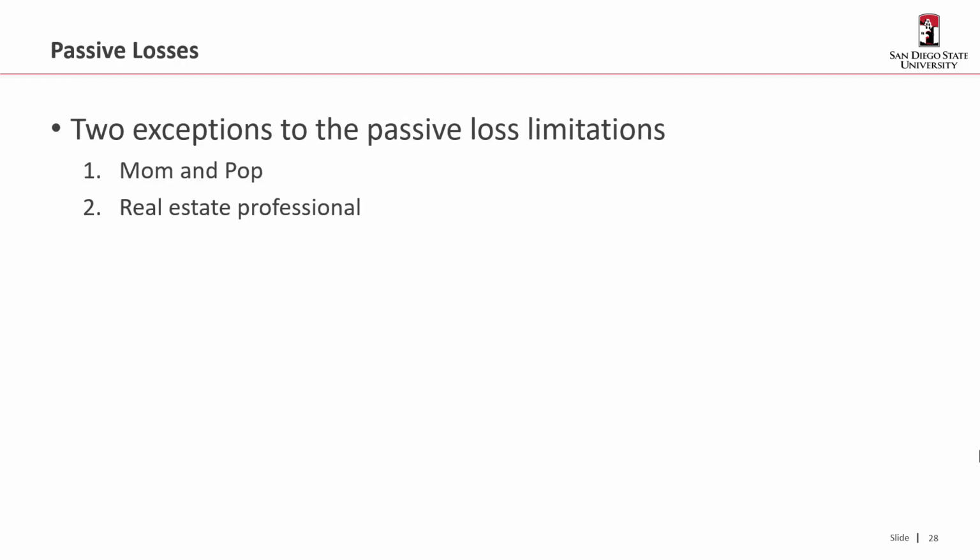So we need some exceptions, and there are 2 exceptions to these passive loss limitations that we just discussed. And I'm going to refer to one of them as the mom and pop exception and the other one as the real estate professional exception.